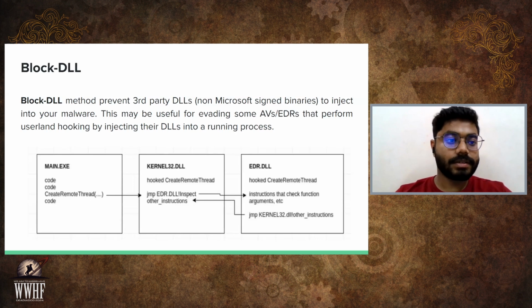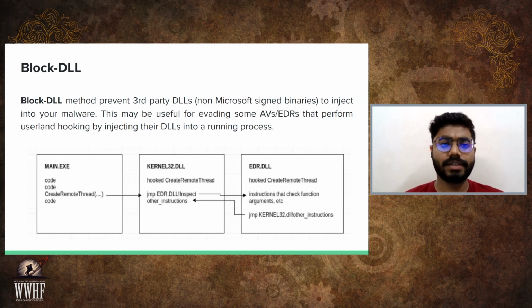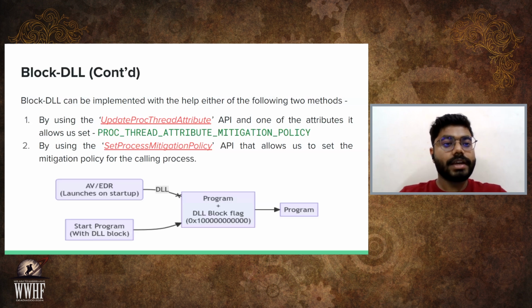So this technique can be used by ransomware and other malware in order to prevent their AV and EDR DLLs from getting injected while the executable runs at runtime. The Block-DLL technique can be implemented using two APIs: the UpdateProcThreadAttribute API and the SetProcessMitigationPolicy API. Both of these APIs set the mitigation policy in Windows, which allows only Microsoft signed binaries to be loaded during the runtime of the process.